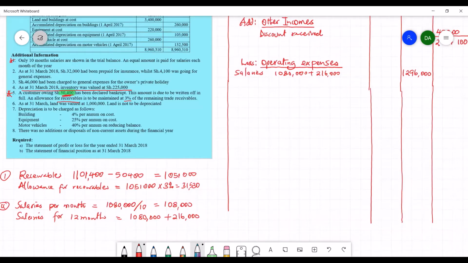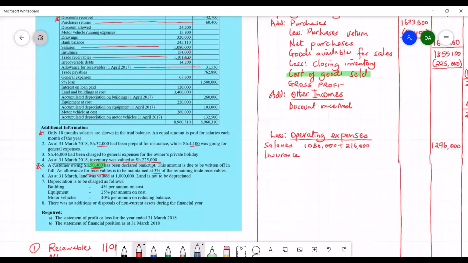In additional information number 2, we are told that as at March, 32,000 had been prepaid for insurance, while 41,000 had been prepaid for general expenses. Let us start with insurance. Insurance equals the amount which has already been paid. The amount which has already been paid is inside the trial balance as 154,000. Therefore, 154,000 for insurance has already been paid, but 32,000 has not been paid. So subtract 32,000 from 154,000 so that we have 122,000 as the insurance expense.